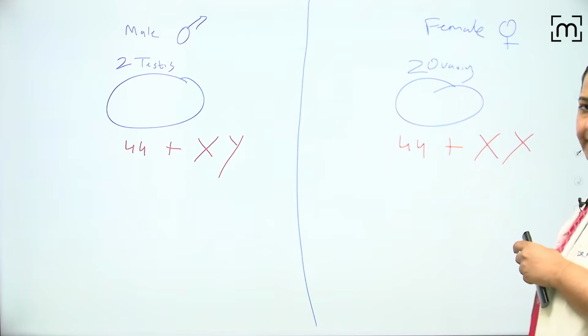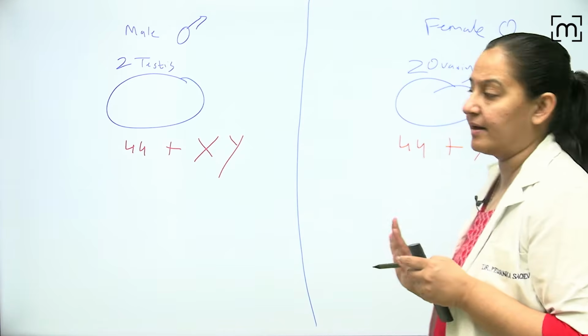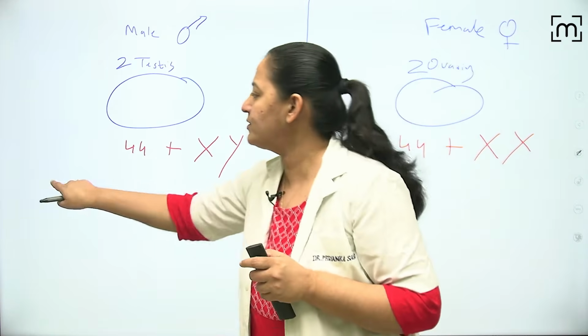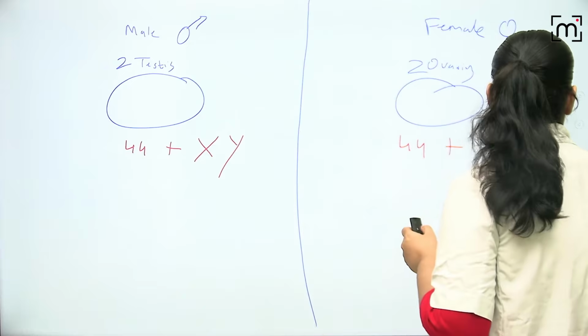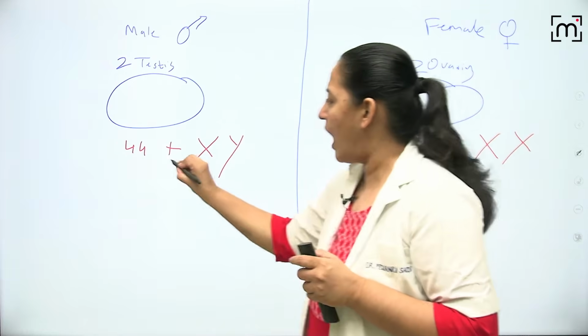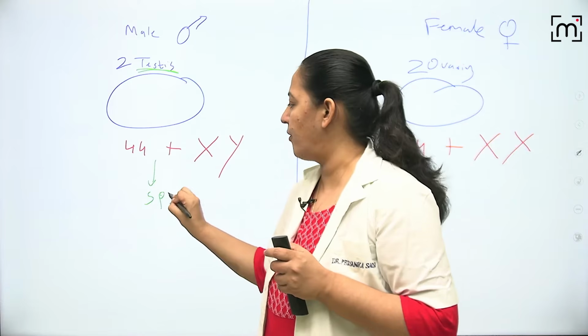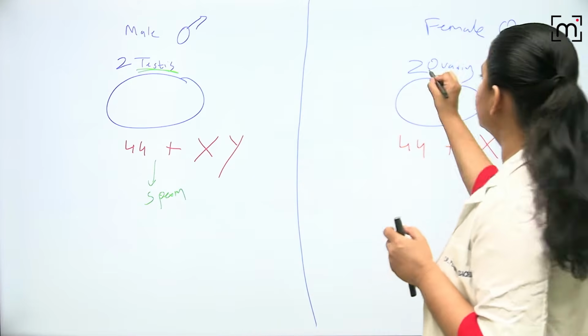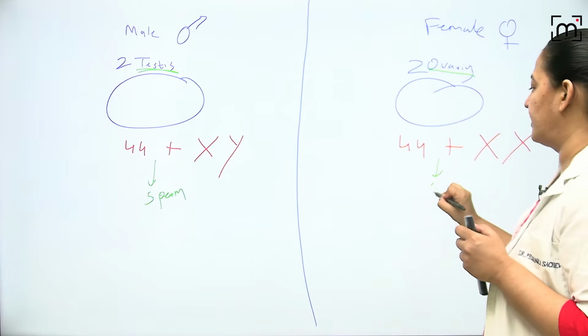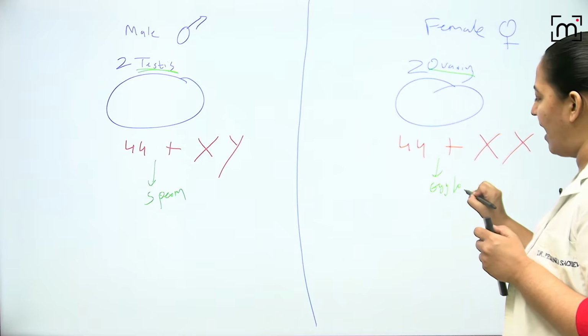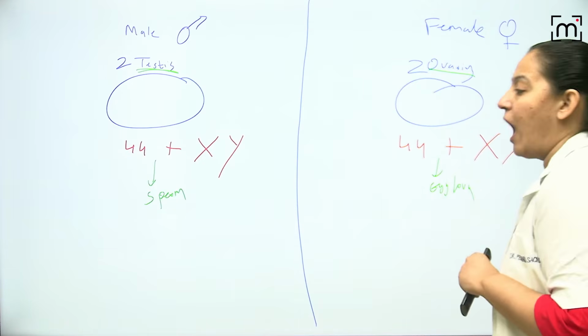So this is how inside the testes and ovaries cells are there. Now inside the testes, how are sperms produced? Let me draw the diagram of the sperm. Here is how sperms are formed. Inside the testes, sperms are formed. And inside the ovaries, eggs or ova, one and the same thing, are formed. How are they formed?